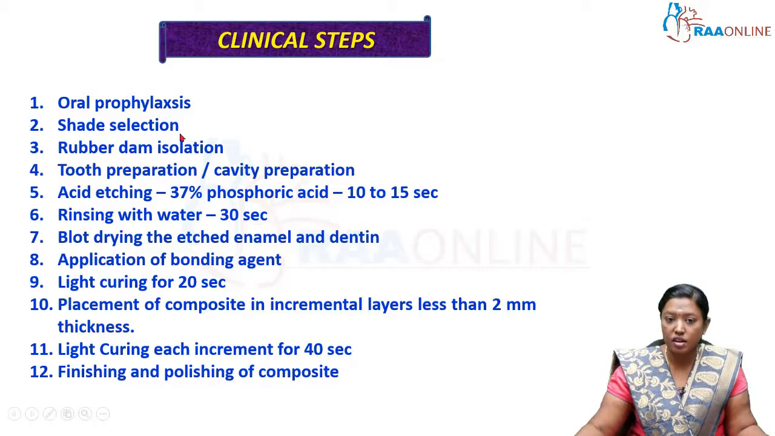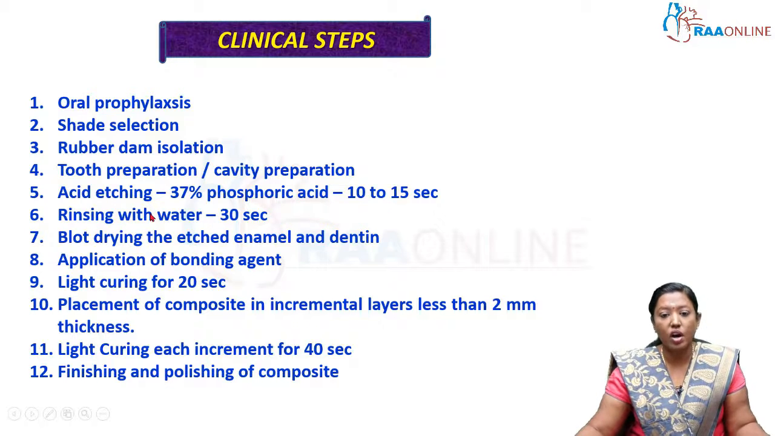You have to do the shade selection, then followed by the rubber dam isolation, then the cavity preparation. Once the cavity preparation is completed, you have to etch the particular tooth surface with 37% phosphoric acid for 10 to 15 seconds. Once the etching is completed, you have to rinse it with water for double the time, that is approximately 30 seconds. Then the next step is to dry the prepared cavity or the tooth preparation with a blotting paper or an absorbent paper.